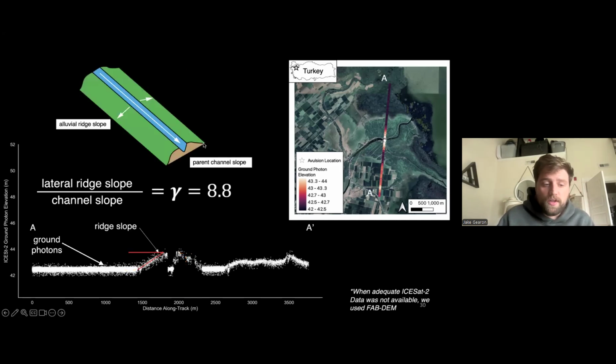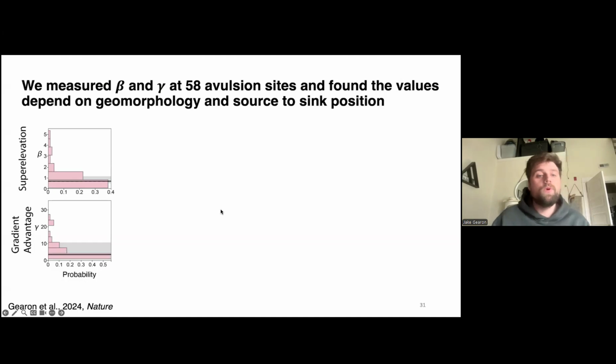We can also measure the gradient advantage, right? So this is the slope of the alluvial ridge over the channel slope itself. In this case, it happens to be about 9, which is pretty high, much steeper levees or side slopes than you have of the main channel slope. So we were able to do this for 58 out of our 174 rivers. This is because you have data issues with perpendicularity, with clouds, etc. But 58 we were pretty happy with.